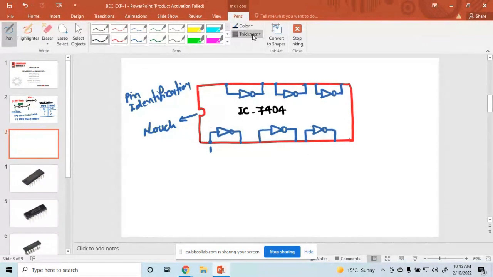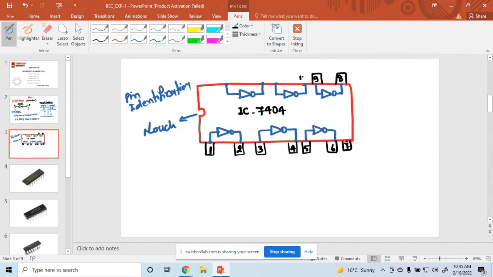Okay, so this is pin number 1. Similarly, this is pin number 2. This one is pin number 3, pin number 4, pin number 5, pin number 6. And here one pin, that one is pin number 7. Similarly, counting starts from here: pin number 8, pin number 9, then 10, then 11, then 12, and then 13. And one pin is here, that is pin number 14.